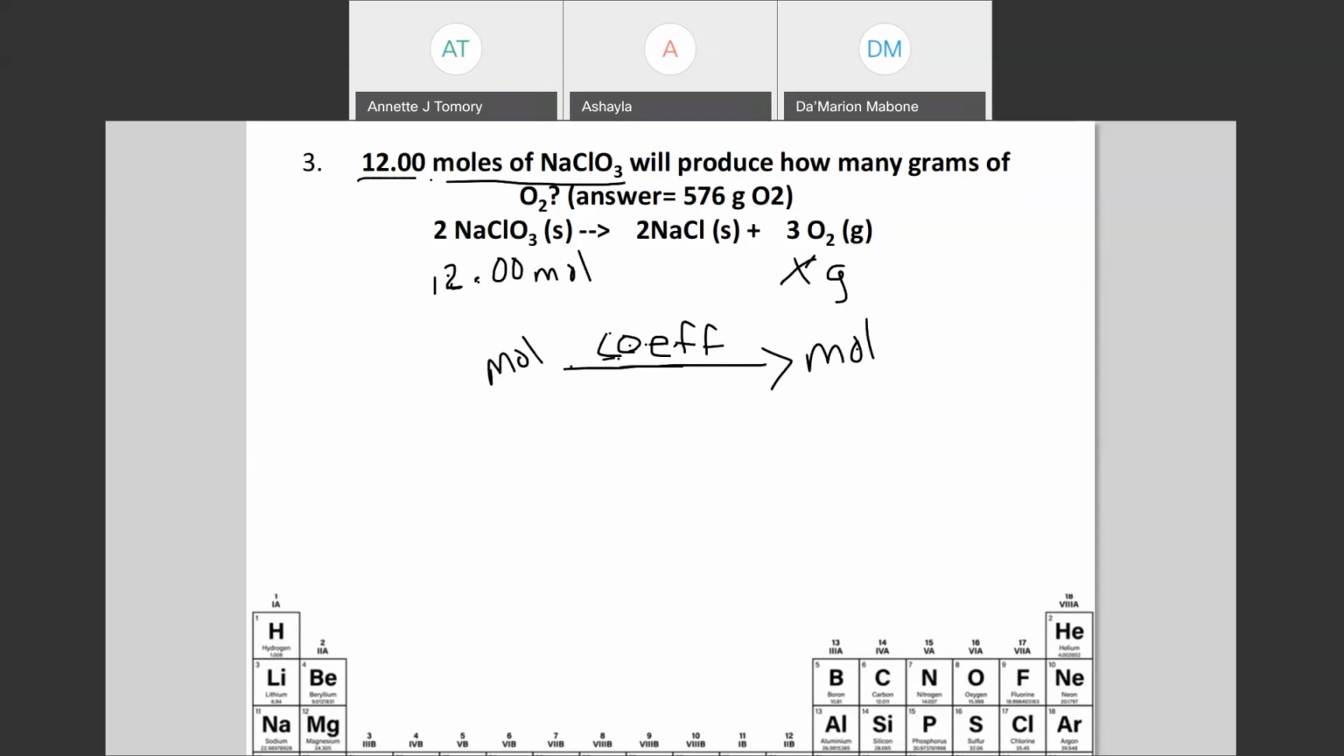On the left-hand side, with the NaClO3, our 12 moles, is this already in moles or do we need to convert it over to moles? It's already in there. Okay, so I don't need anything for that. How about on the right-hand side with the O2? Do I need to convert that? Yeah, because we have to go from moles to grams. Grams tells us we need to use what? The molar mass. So here's on the bottom here. So we have 2 times 16.0.